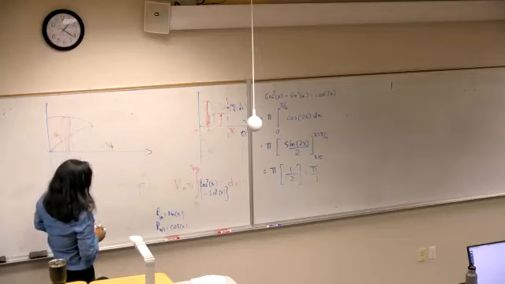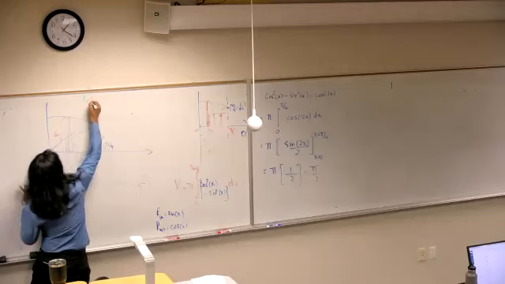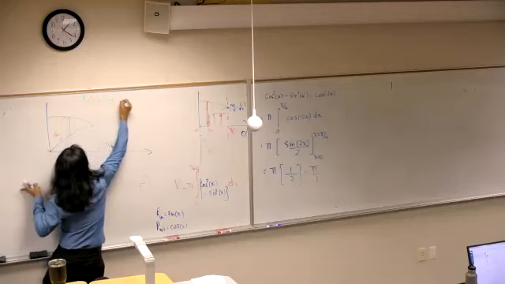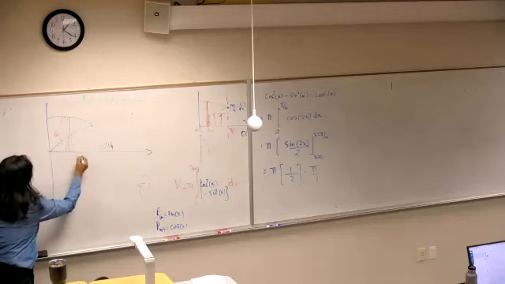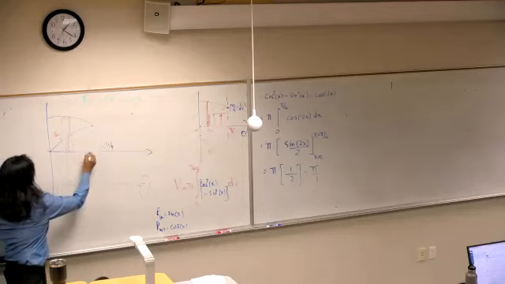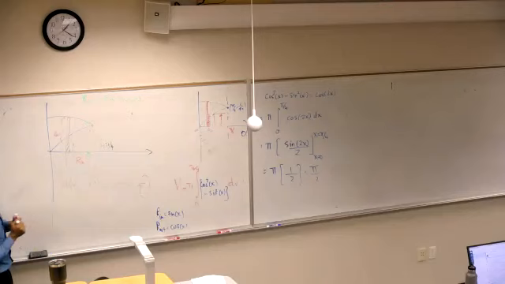So R out for this case would be 2 plus cosine x. Reason being, from here to there, I have 2 units. From there to there, I have cosine x, which I had before.